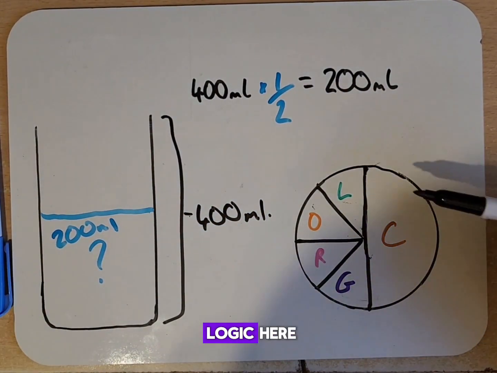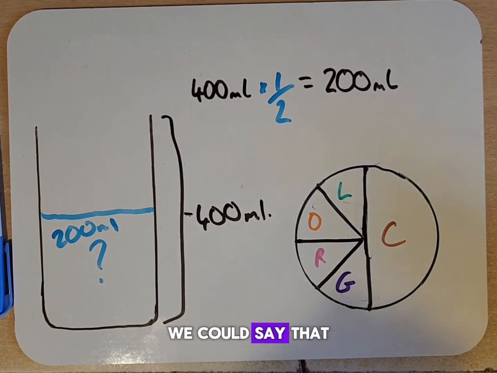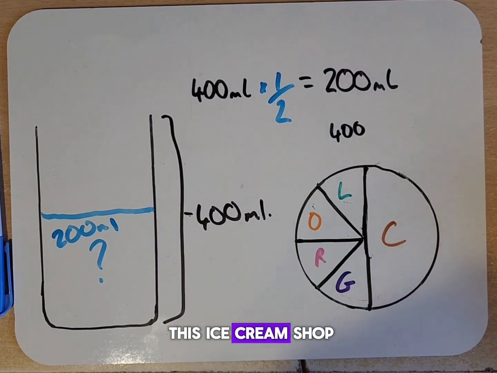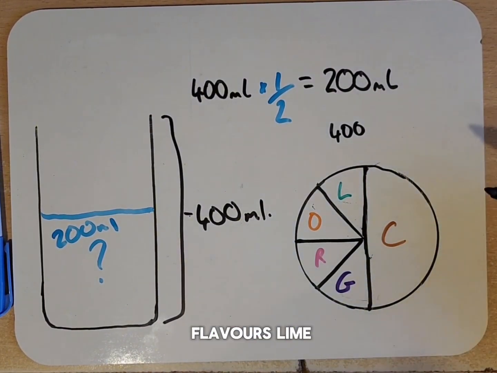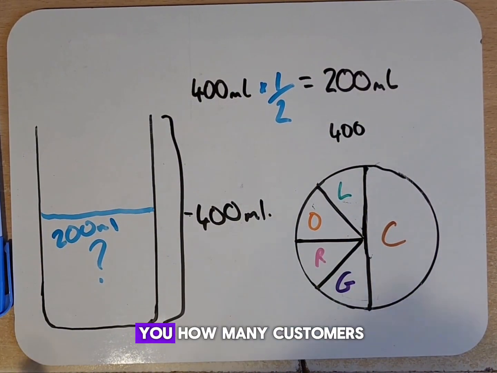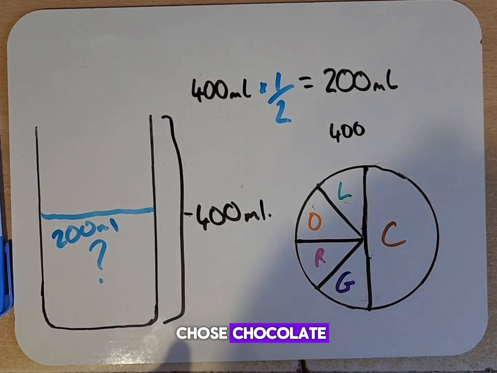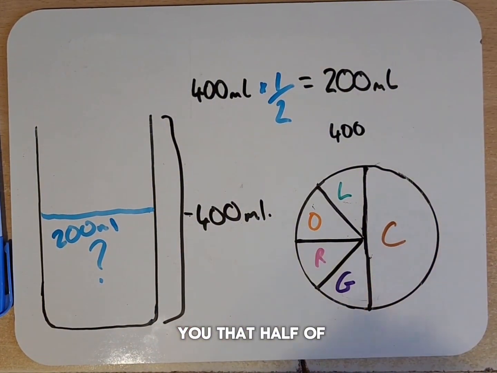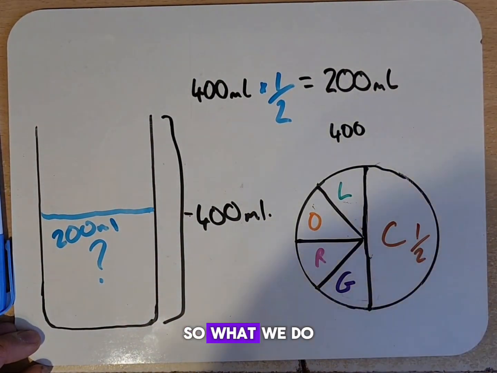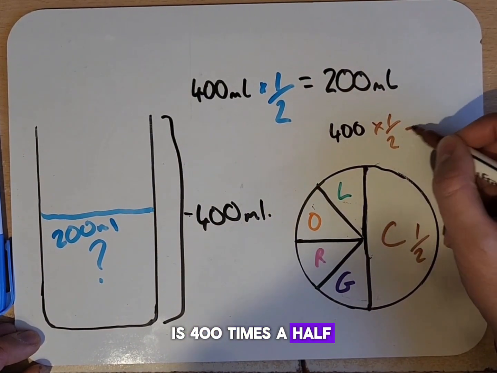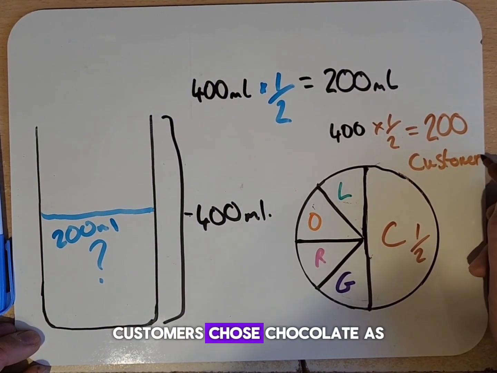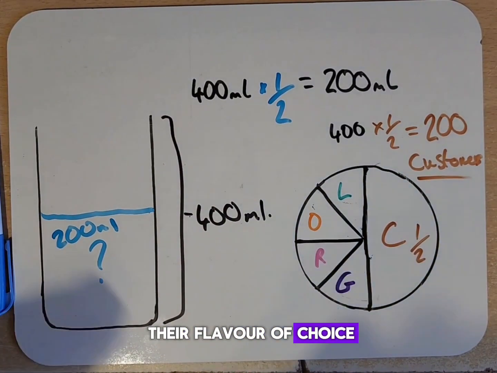Well, we can use the same kind of logic here with this pie chart. We could say that we've had 400 customers in a day to this ice cream shop. And here's a pie chart of all the flavors: lime, orange, raspberry, grape, and chocolate. And I can ask you how many customers chose chocolate. And I can tell you that half of all the customers had chocolate. So what we do is 400 times a half, and that would give us an answer of 200 customers chose chocolate as their flavour of choice.